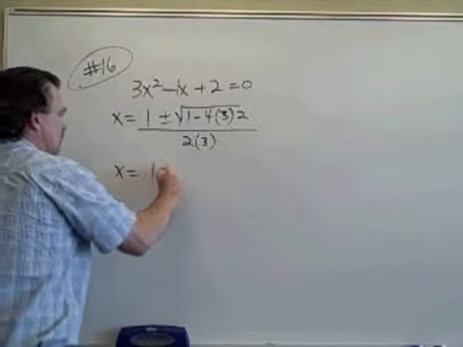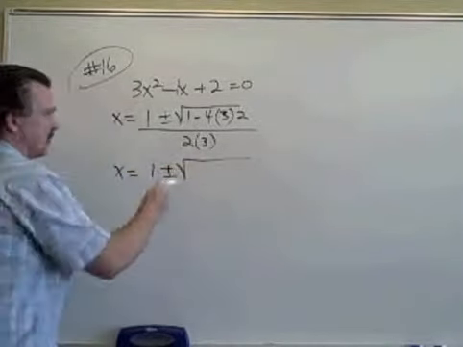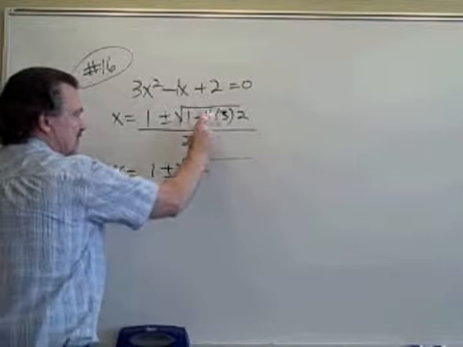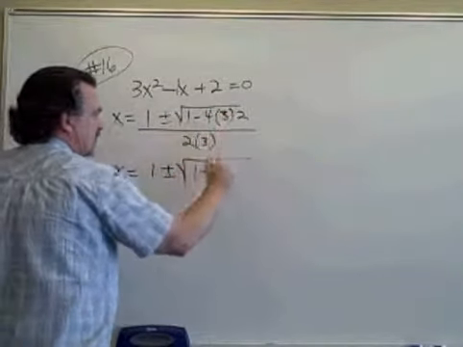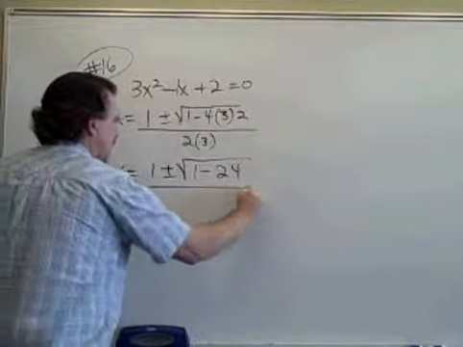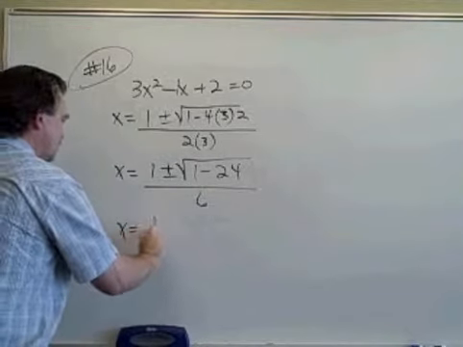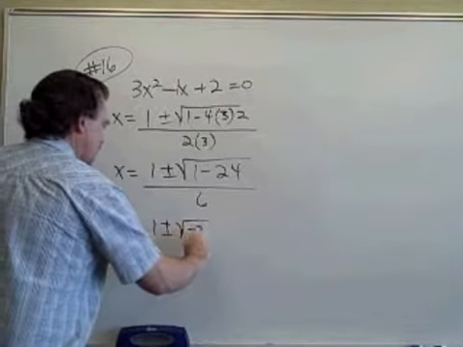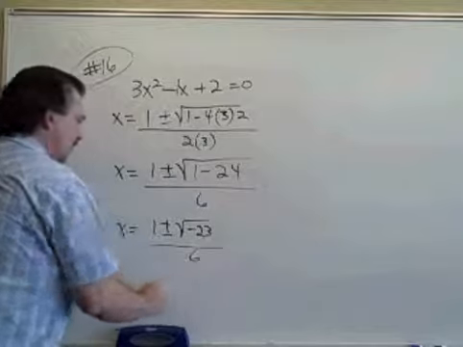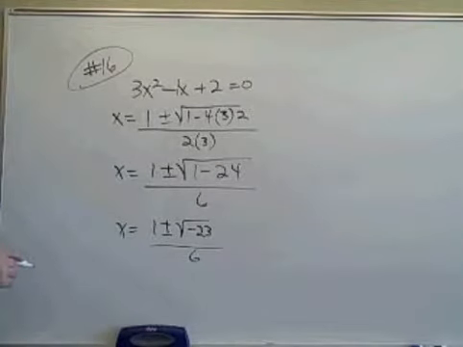So x equals 1 plus or minus the square root of 1 minus 3 times 4 is 12, times 2 is 24. All of that divided by 6. So x equals 1 plus or minus the square root of -23. All of that divided by 6.